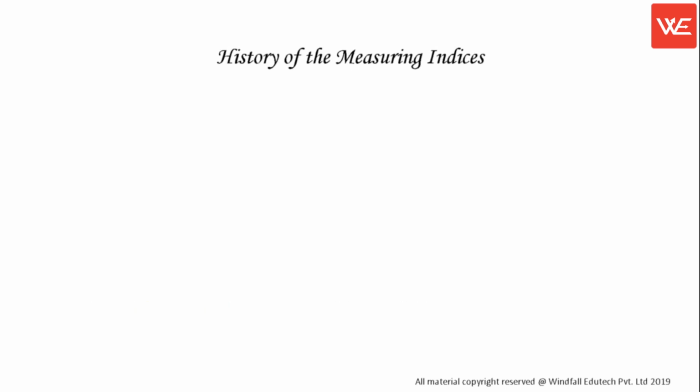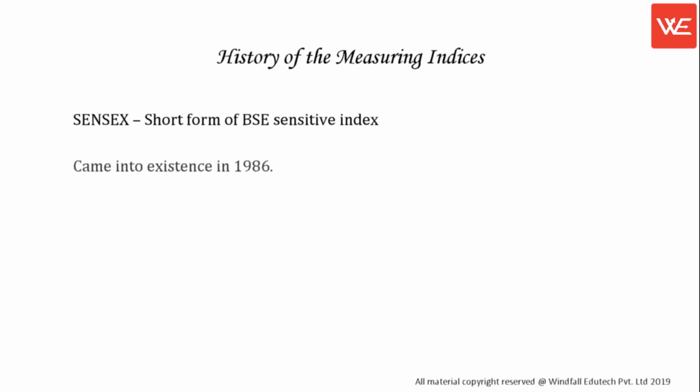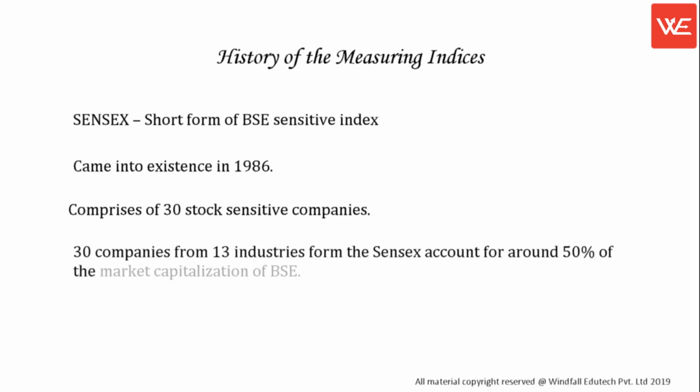History of the measuring indices. Sensex, short form of BSE Sensitive Index. Came into existence in 1986. Comprises of 30 stock-sensitive companies. 30 companies from 13 industries form the Sensex, account for around 50% of the market capitalization of BSE.